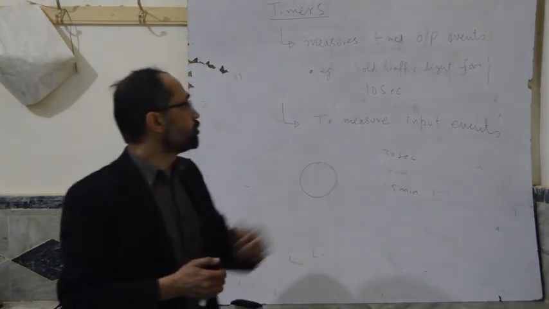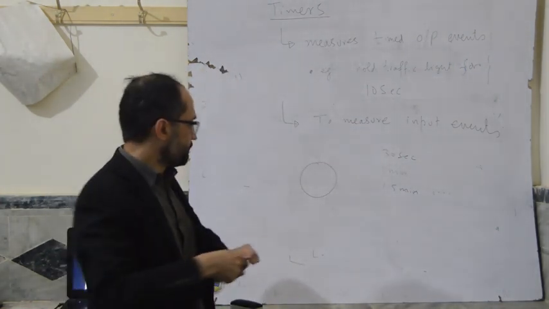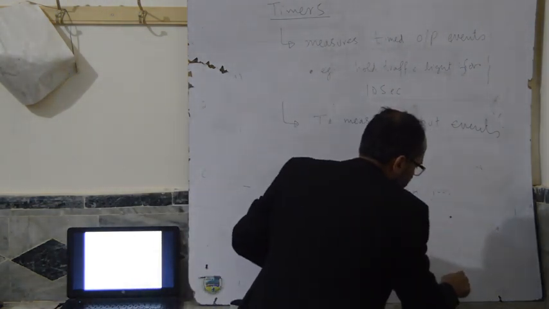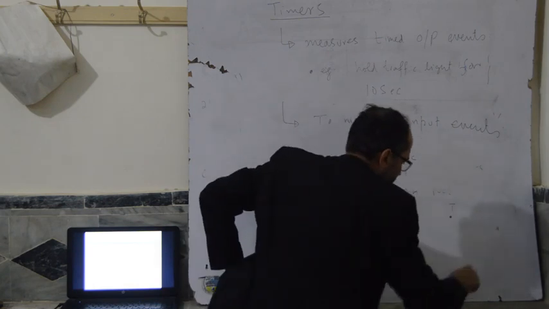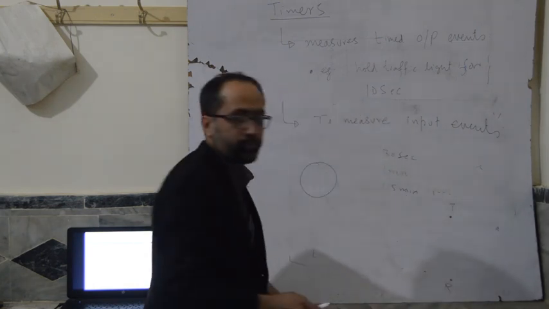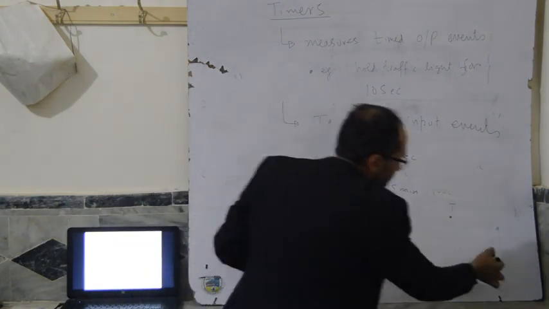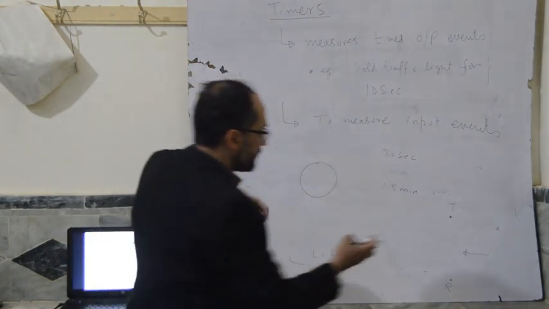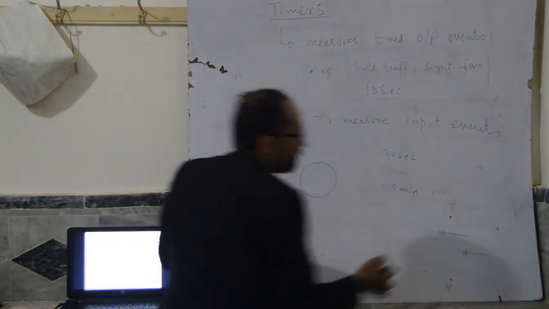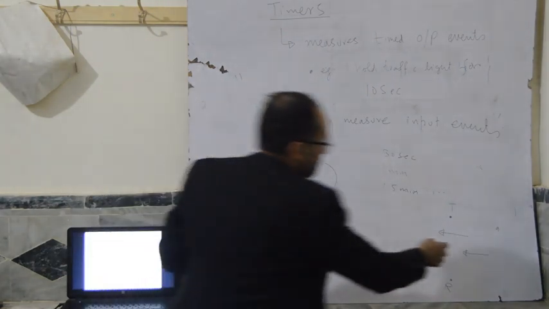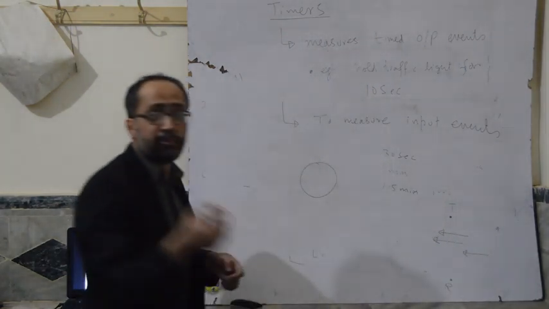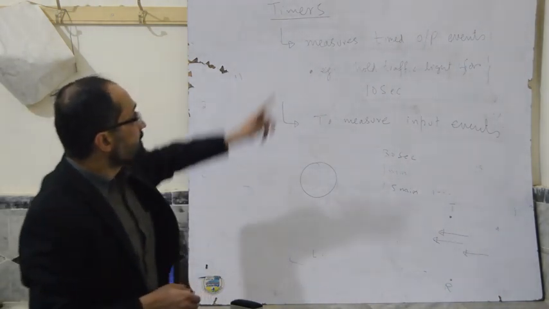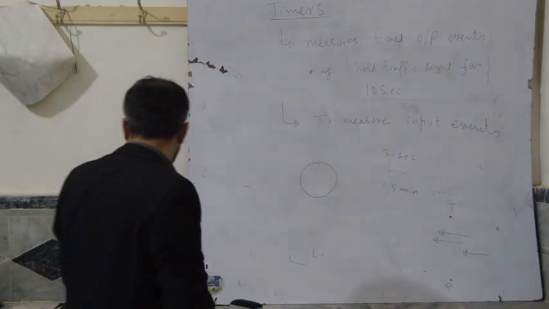They can also be used to measure different input events. For instance, let's assume that we have installed two sensors, one transmitter and one receiver, and we want to count the number of people that pass through this line. For this purpose timers can also be used. For instance, one person passes, so it will register that event. If the second person passes, the count will be incremented. If the third person passes, it will be incremented again, and the total count will be 3. So timers are used to measure timed output events.